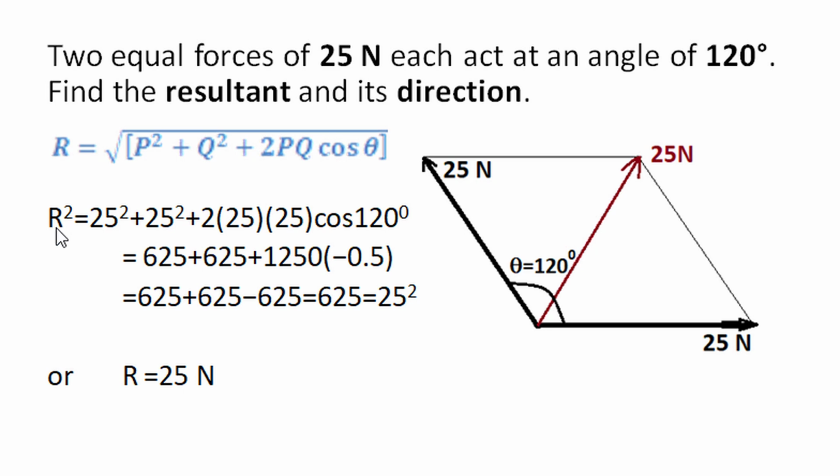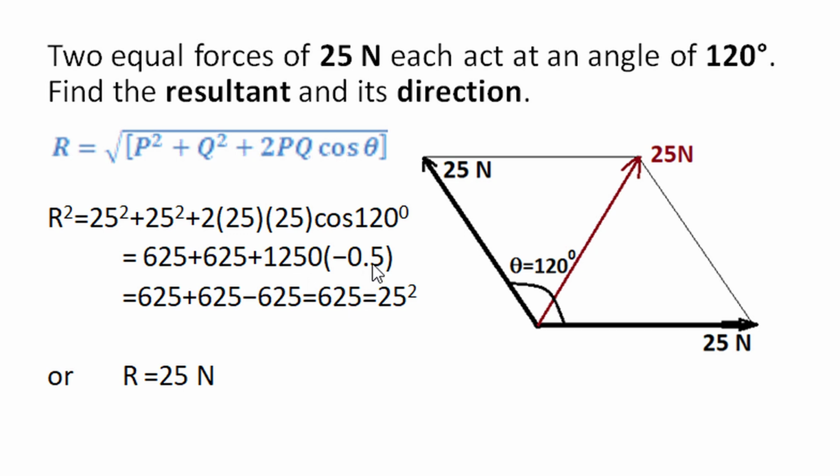So resultant magnitude R square is P square, 25 square, plus Q square, 25 square, plus 2PQ, again 2 into 25 into 25, and theta 120 gives cos 120. When theta is more than 90, cos theta becomes negative. Cos 120 is negative 0.5, and this product 25 square is 625, and 625 multiplied by 2 is 1250.